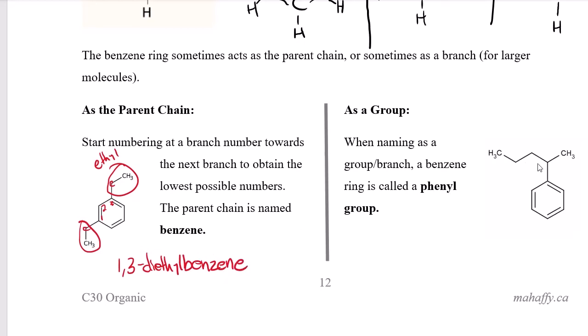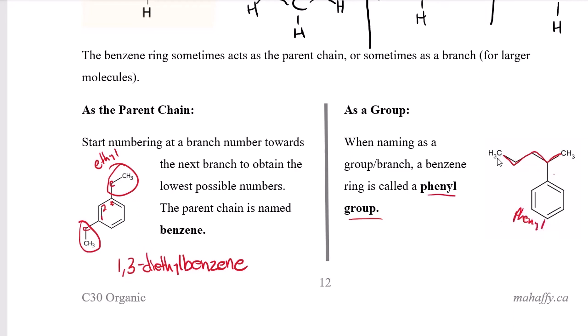Now, in this case over here, I can't name this thing as a group because I don't have any way of naming that in the organic naming that I know, right? It comes off and then it kind of branches in both directions. I don't know how to name that. So I'm going to name this straight chain section as the backbone, and the aromatic benzene ring is going to become a group. So when benzene is being named as a group, it's called a phenyl group. So this is a phenyl.